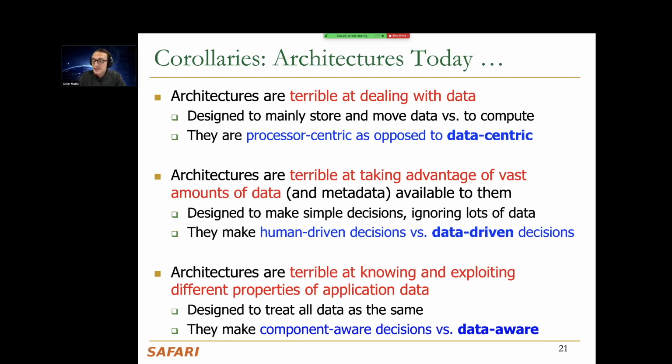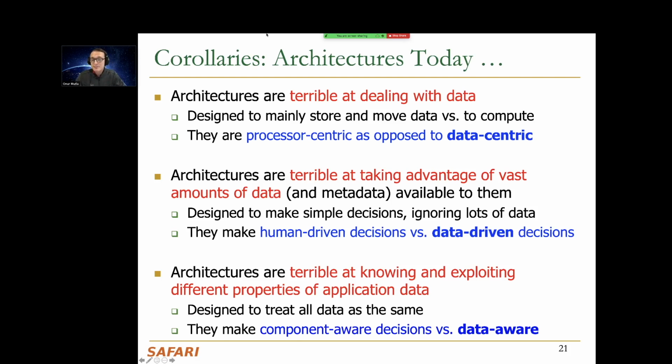What are the safety and security properties? What are the compressibility properties? What are the privacy properties? And you can actually list a lot of other properties. And because this information about data is not communicated to the architecture, it cannot make data-aware decisions that can adapt to the characteristics of data. As a result, architectures today make component-aware decisions, and they're inefficient because of that.